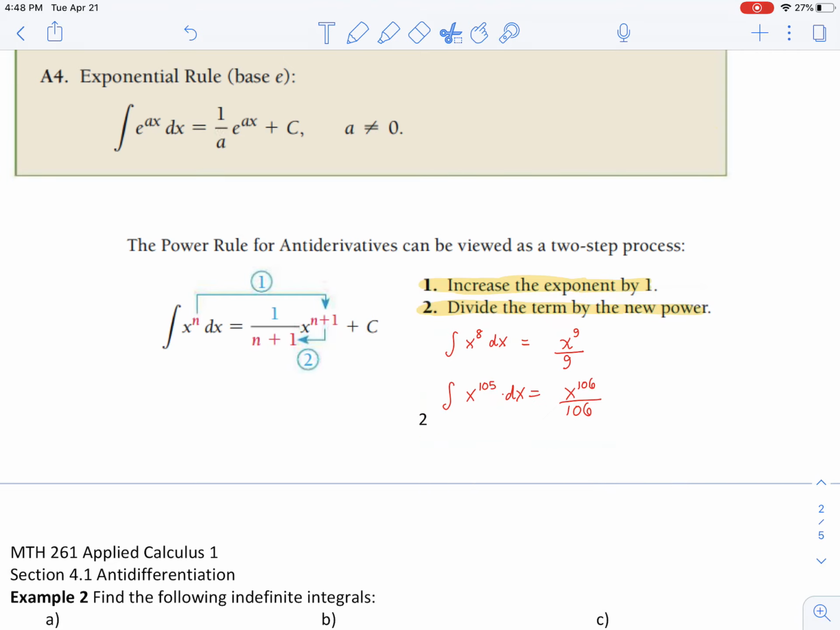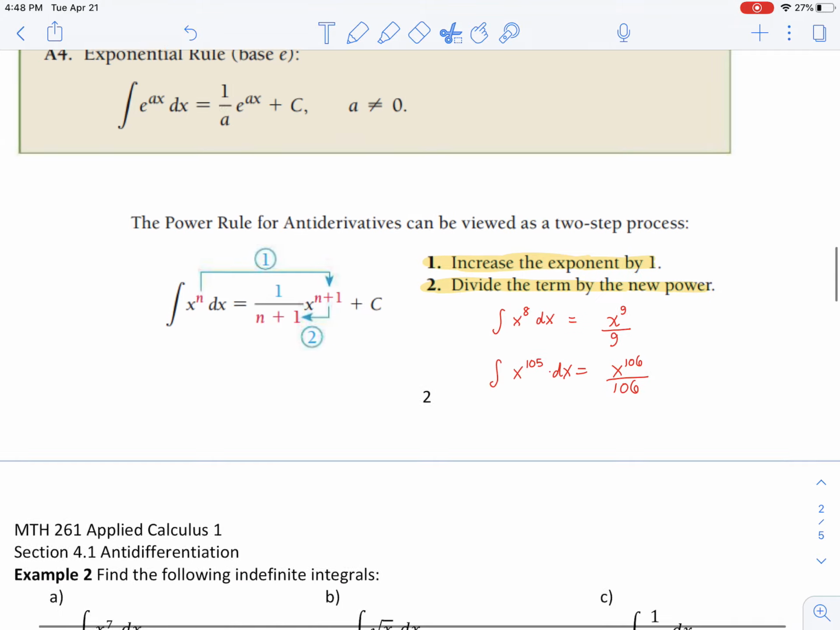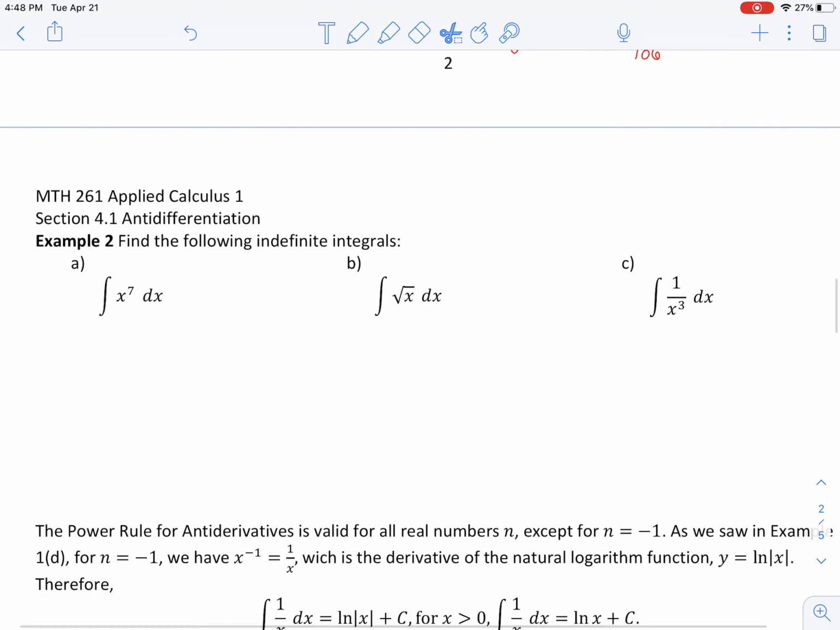Then that's going to be x to the what power? Increase the exponent by 1, so 106, right? And then don't forget to divide this by the new power of 106. This is what it is, really. That is the power rule for antiderivatives, and you can solve basically almost all the problems on your 4.1 homework using this power rule. All right, let's apply this power rule on example 2.